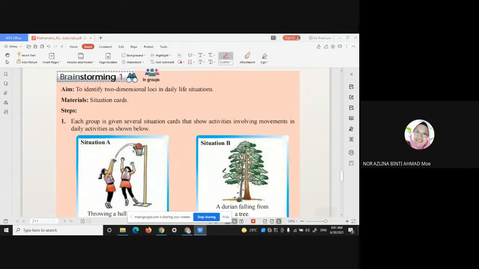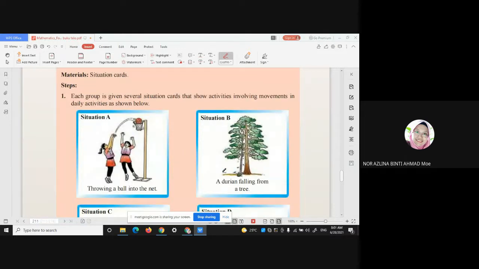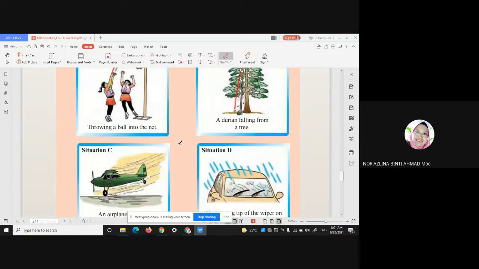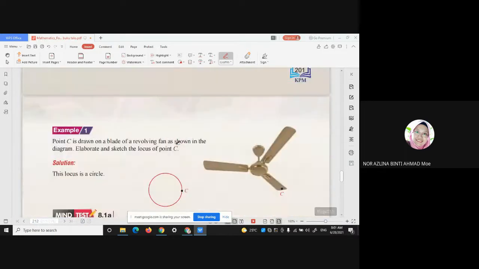Let's say situation A, throwing a ball into the net. So this is the movement. This is the locus. And here, a durian falling from a tree. So this is the locus, a trace. Next we go to example 1.